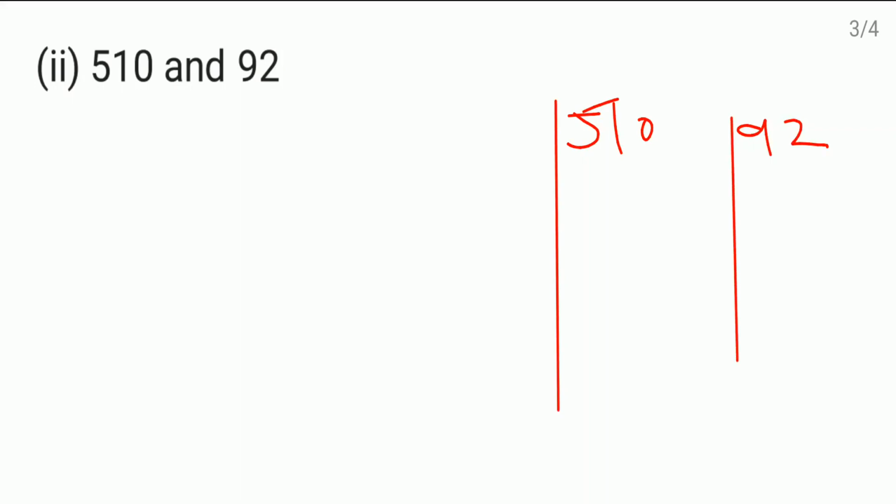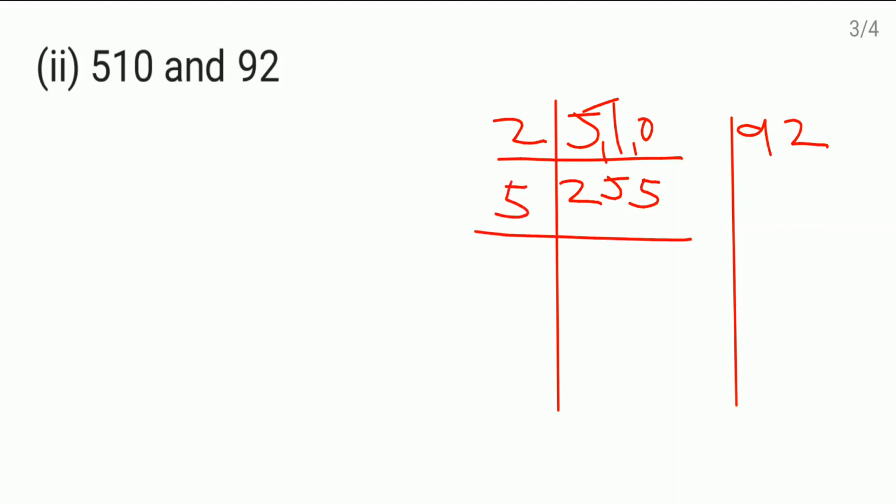Second one here, 510. I'll write 510 here and here 92. Once again we'll write the prime factors for both the numbers. So see here at the unit place 0 is there, so the number is divisible by 2. 2 2s are 4, 1 is remaining, 2 5s are 10. See at the unit place 5 is there, I will divide the number by 5. 5 5s are 25 and 5 1s are 5.